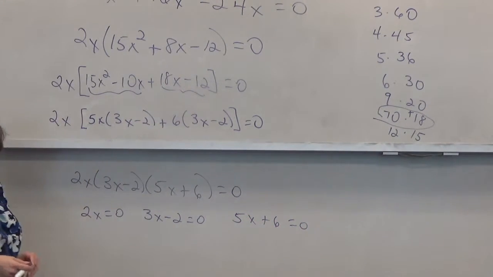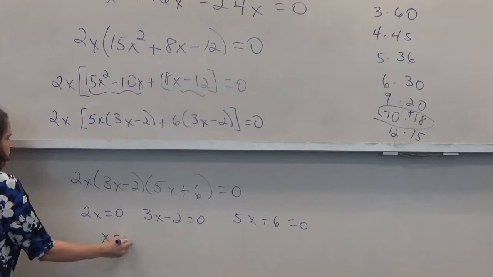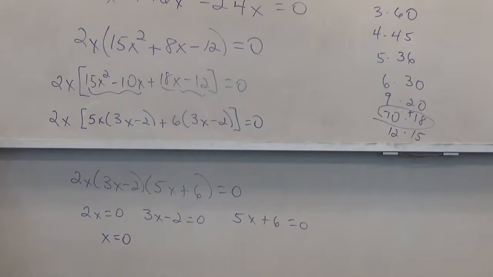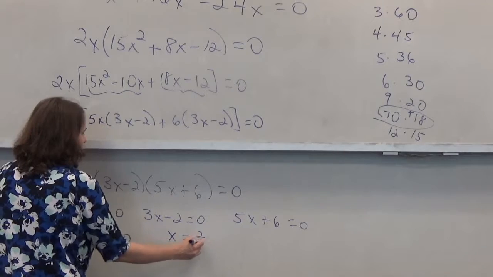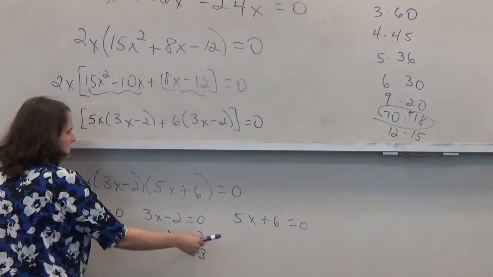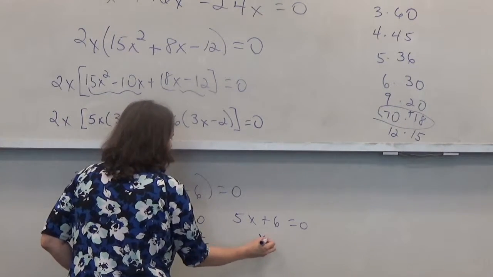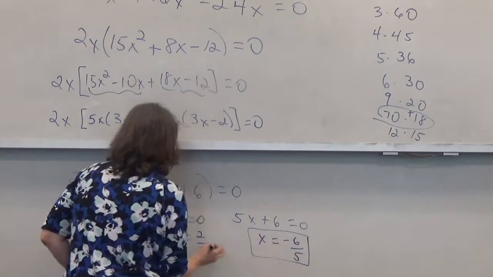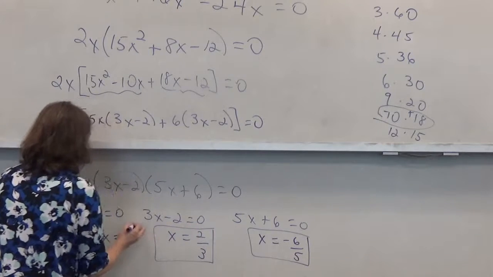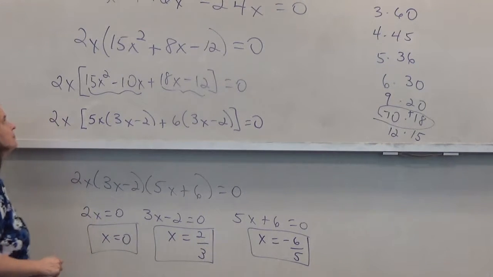This is going to give me 3 roots. This one will be x equals 0, just divide by 2. You get x equals 0 here. Here, add 2 and divide by 3, we'll have x equals 2/3. And here, subtract 6 and divide by 5, we get x equals negative 6/5. And those are our 3 solutions.